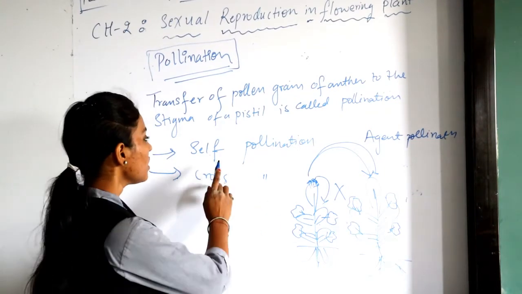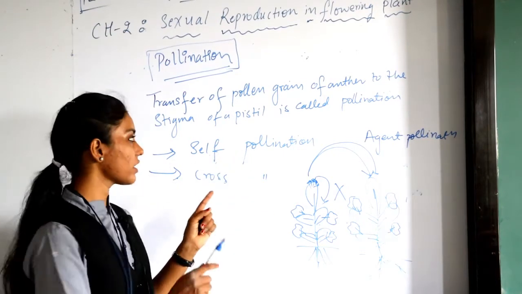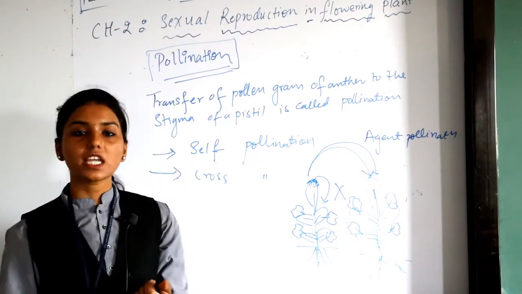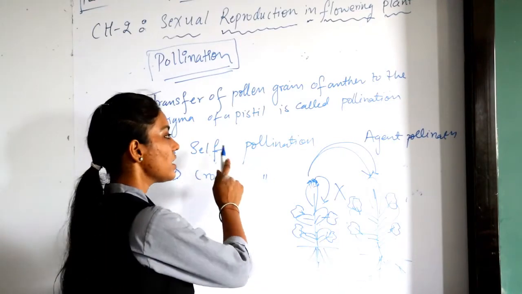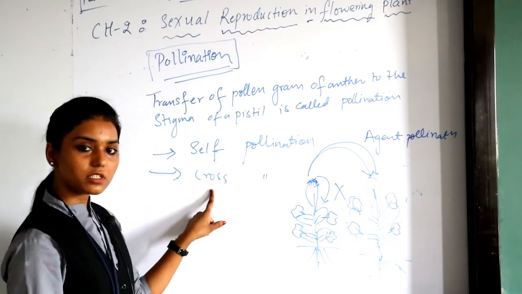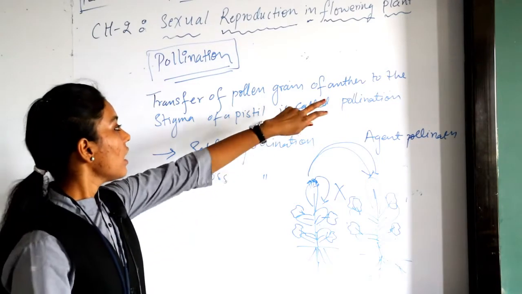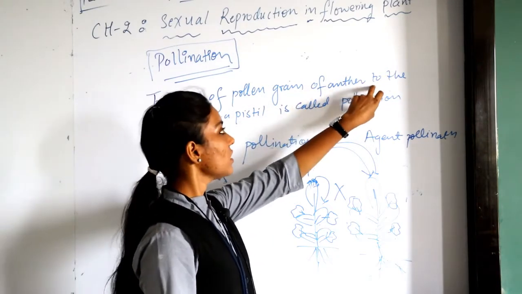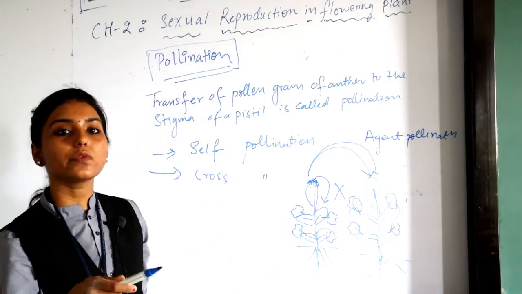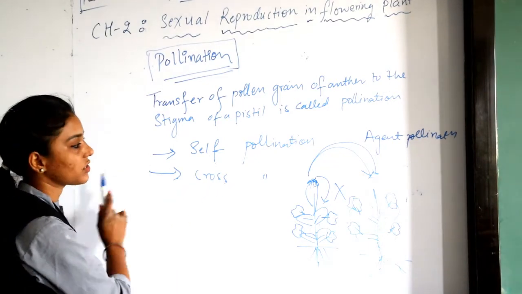Okay, self pollination is what? It is transfer of what? Transfer of pollen grain of anther to the stigma of the same flower, that is self pollination. Whereas cross pollination is what? It is transfer of pollen grain of anther to the stigma of a different plant, that is called cross pollination.